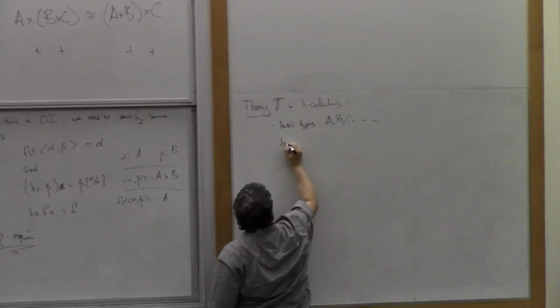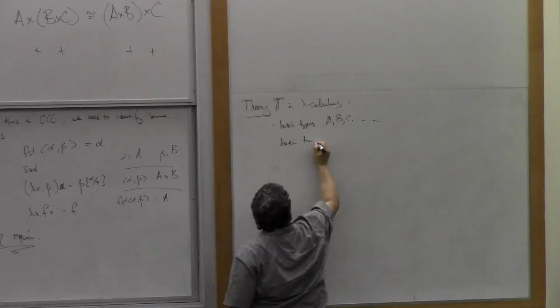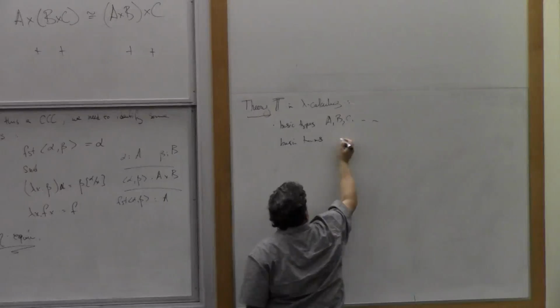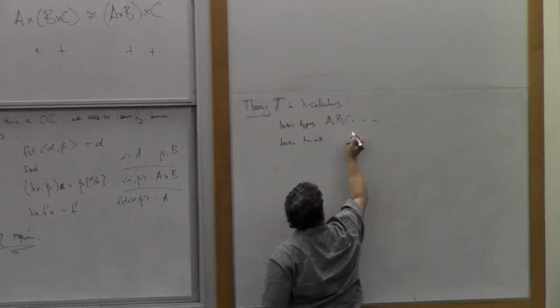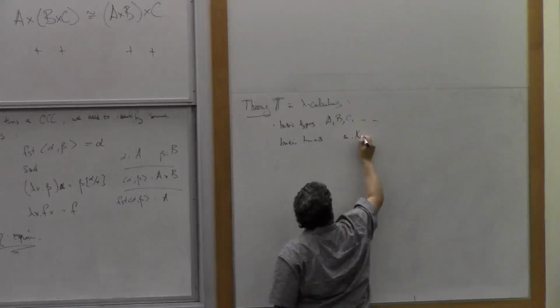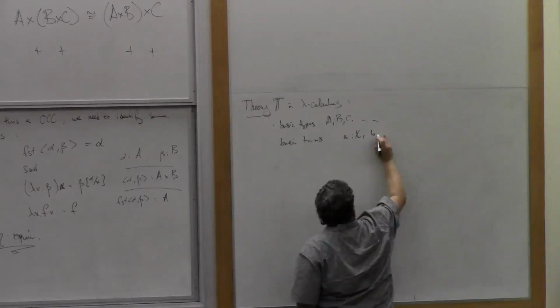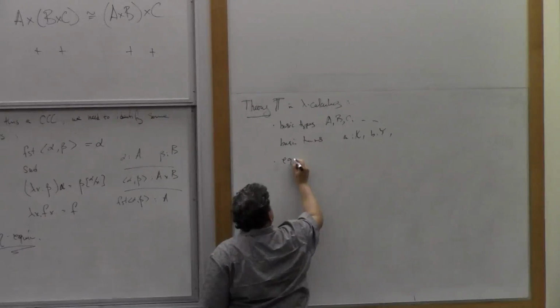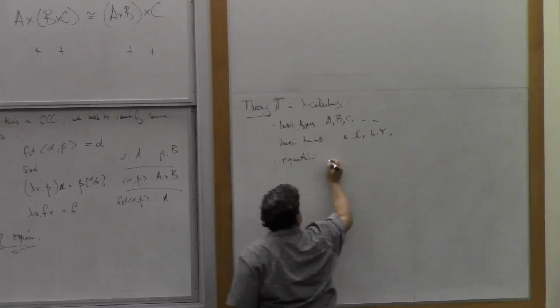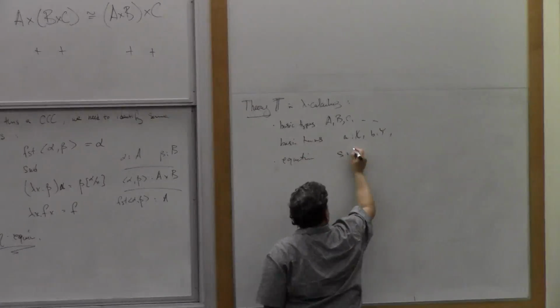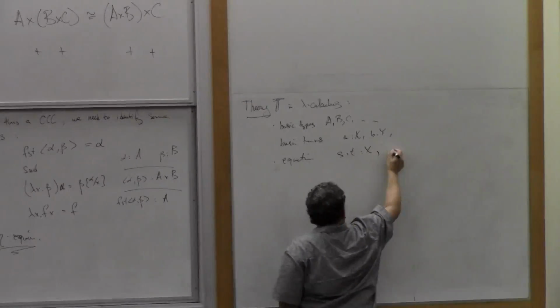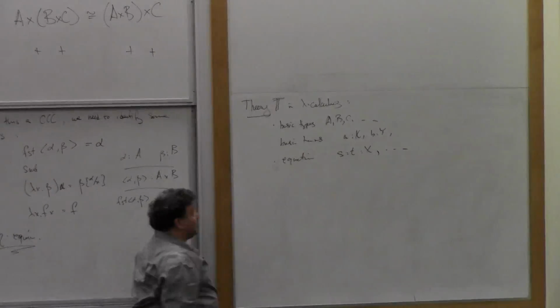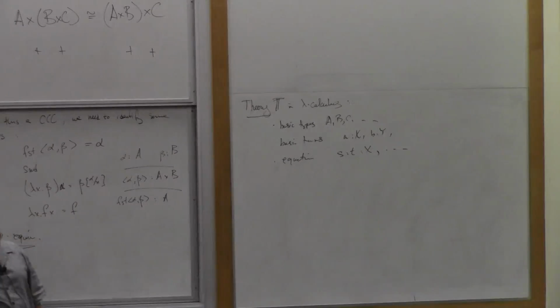And some basic terms, which we throw in. They don't have to be of basic type. They can be of any old type. So let's say A of type X. And some equations between terms of the same type. And we can have a whole set of types, a set of terms, and a set of equations.